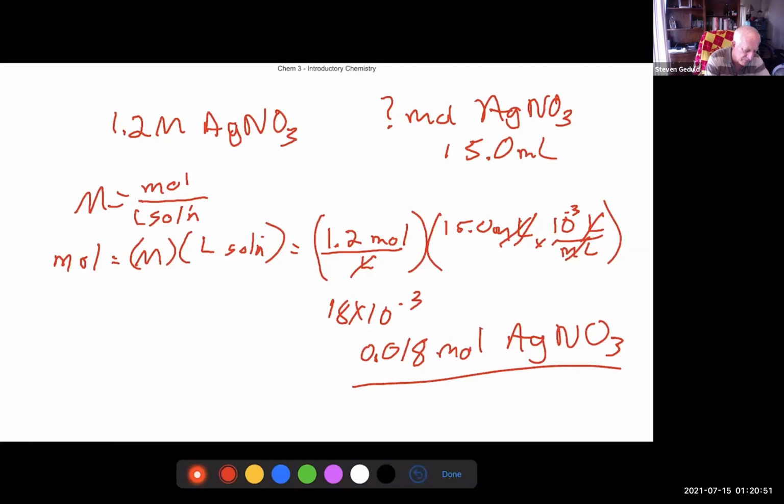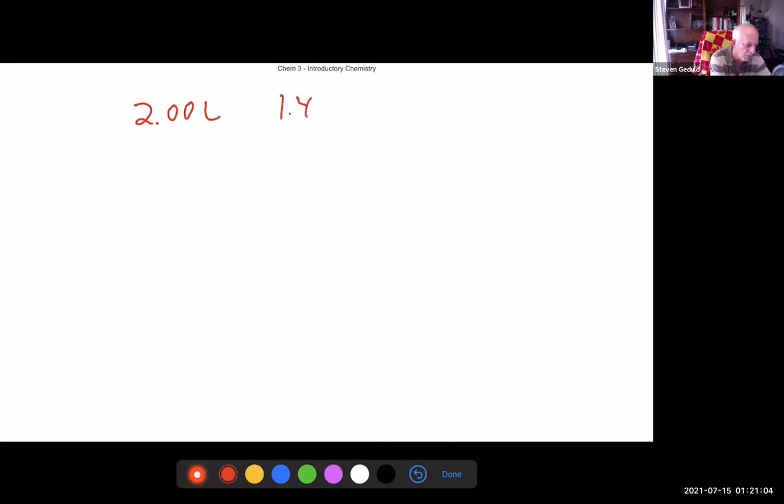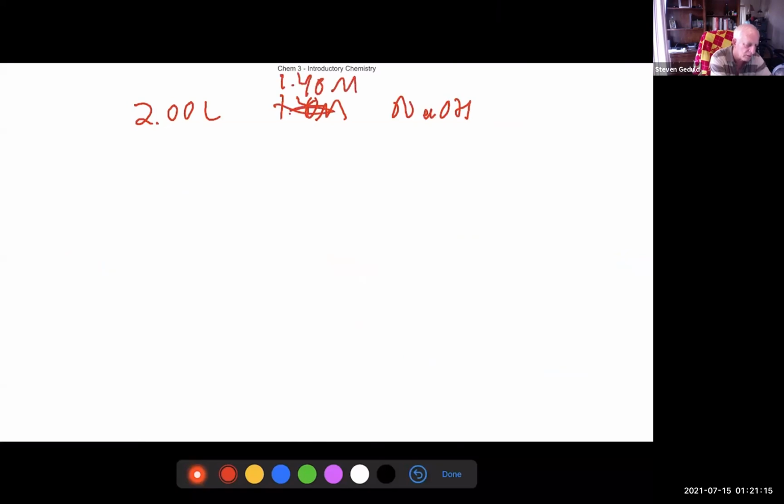All right, so it says, while working in a forensic lab, you need to prepare 2 liters. So you have to make 2 liters of solution, and the solution is going to be 1.40 molar of sodium hydroxide. So how do you make that?